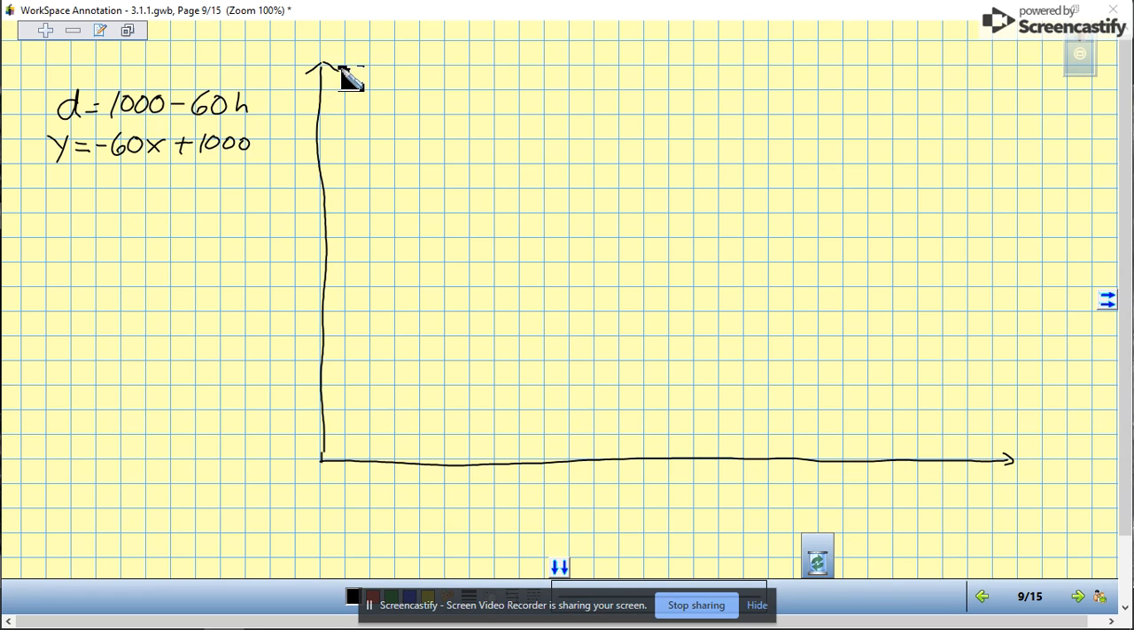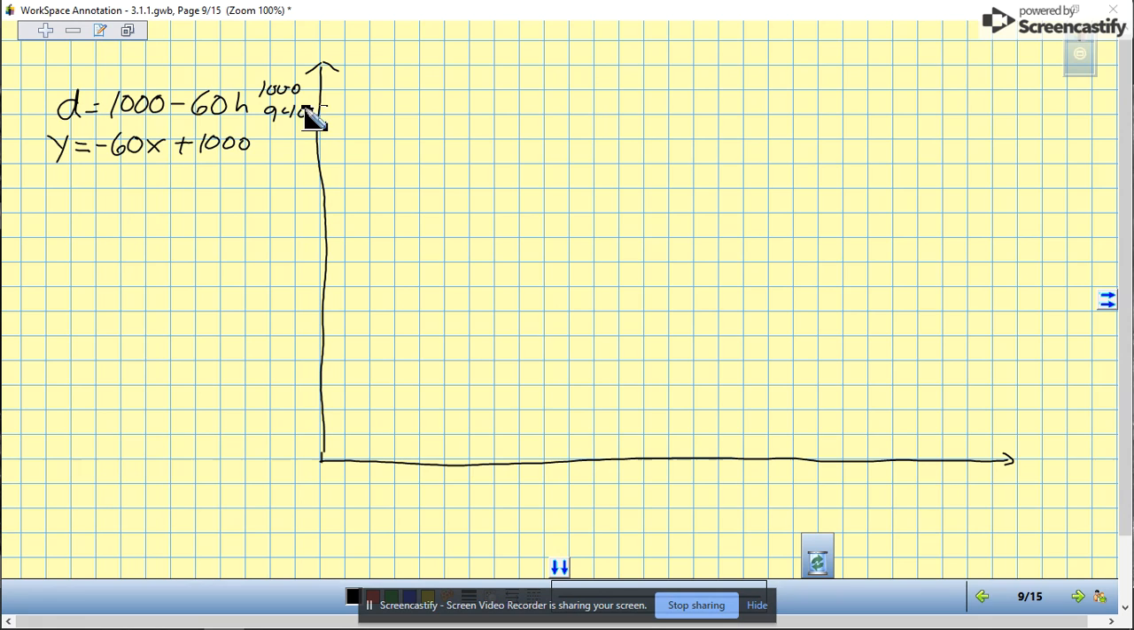Now, be smart about this, okay? I know where I started, so what I really want to do is count by something that makes a lot of sense graphically. We're going to start with 1,000 up here. Since I'm losing 60, it makes sense to make my lines nice and neat. What if we counted down by 60?